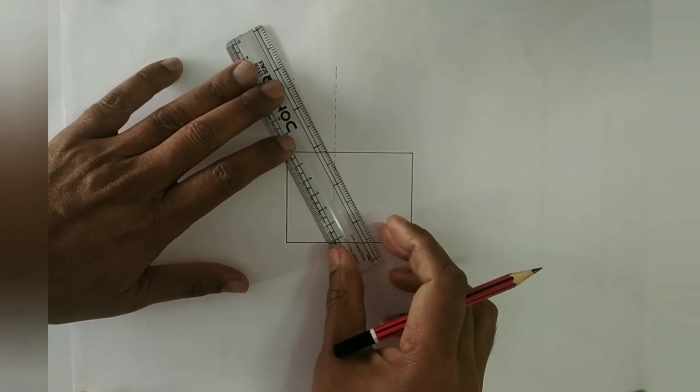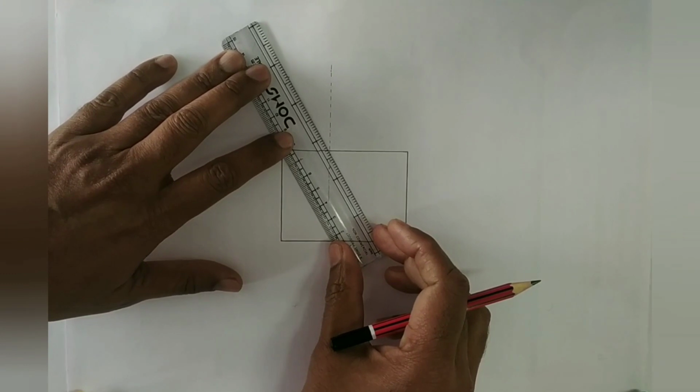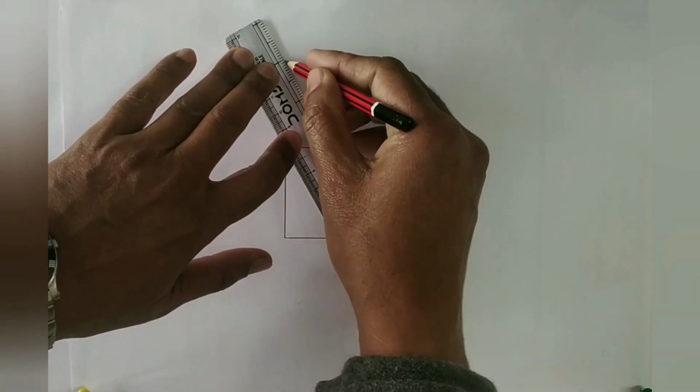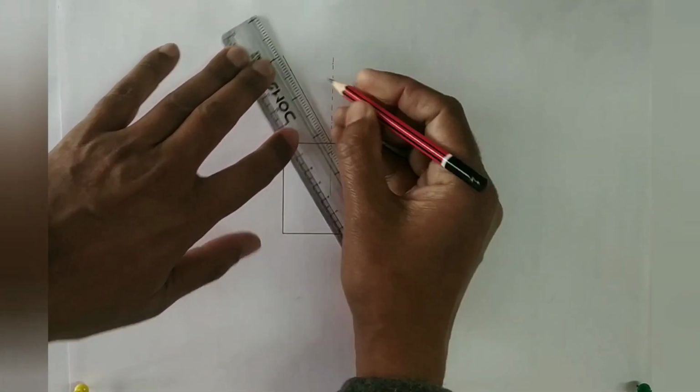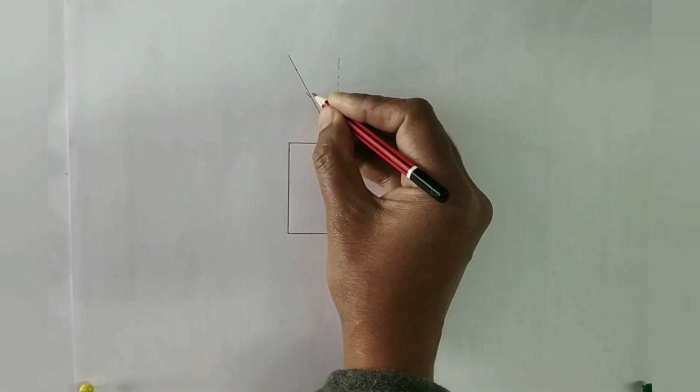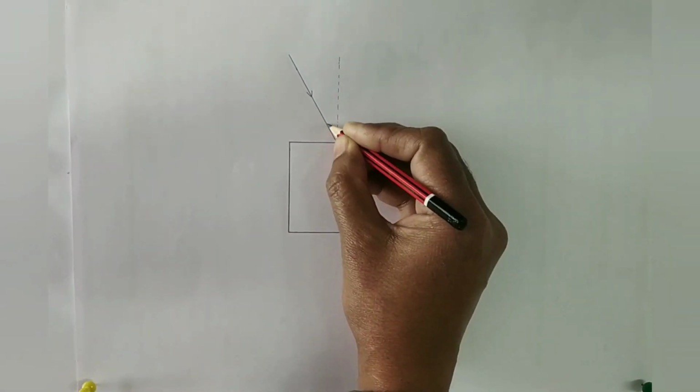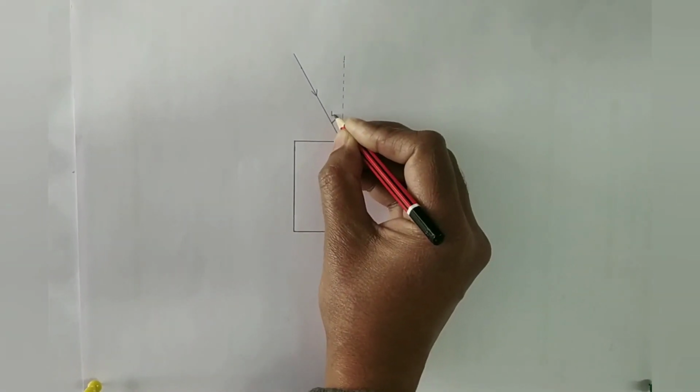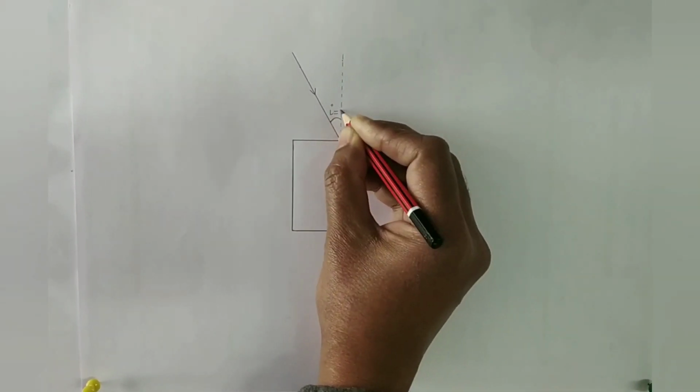Now here I need to mention that the angle of incidence is the angle which the incident ray makes with the normal. And students, don't forget to indicate this arrow. This indicates the direction of the incident ray. So the angle of incidence we have taken is 30 degree.